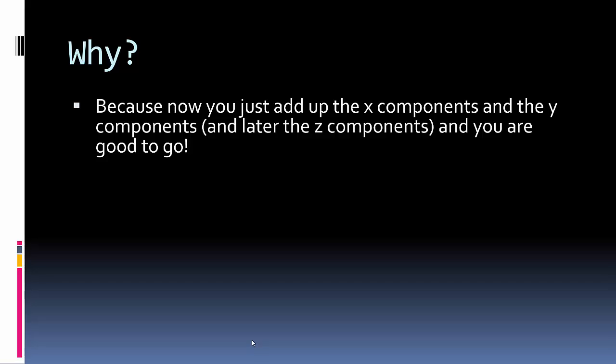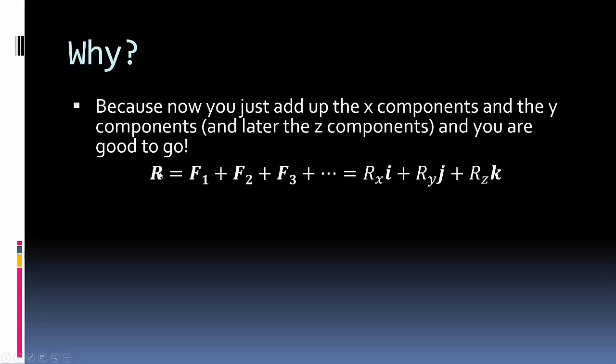Okay, why would you do it this way? Well, because quite frankly, it's the way it's done. Because after you do this, you can just add up all the x components and all the y components, and then later as we add the z components, all those, and you're good to go. So let's consider a vector R. This R, you have multiple forces, F1, F2, F3, and so on. Well, there's a resultant vector. We talked about that you can have one resultant vector that is the equivalent of all these other vectors.